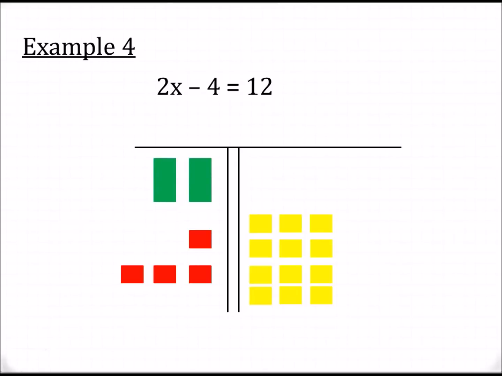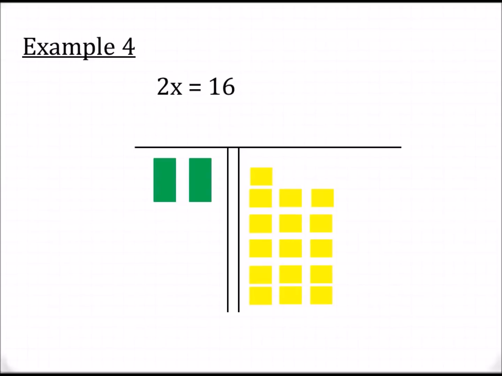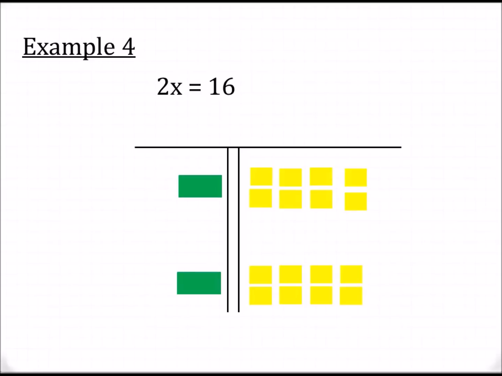Now let's bring the minus 4 over to the other side of the equal sign. It's the opposite sign, so we make it a positive. Now it becomes 16. Now we have 2x is equal to 16. We divide the 16 into two parts so that each gets an even amount. And so x is equal to 8. Okay, so that is the lesson for solving multi-step equations.